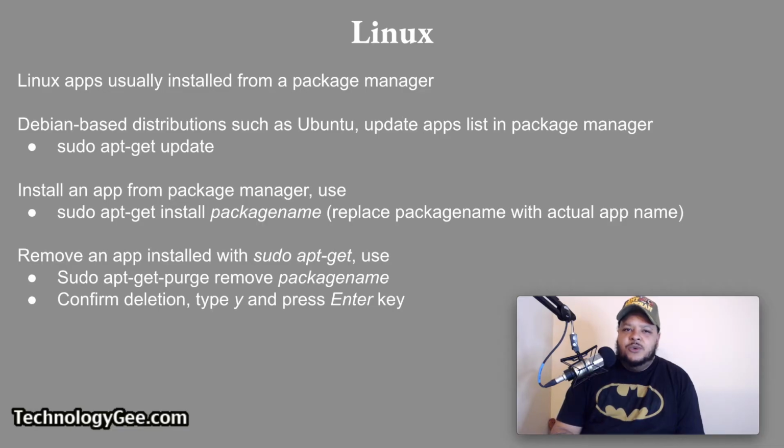You would type in sudo apt-get update. To install an app from the package manager, use the following command: sudo apt-get install package name. Just replace the package name with the actual application name. To remove an app installed with sudo apt-get, use sudo apt-get purge, followed by the application's name. When prompted to confirm the deletion, type Y and press the Enter key.